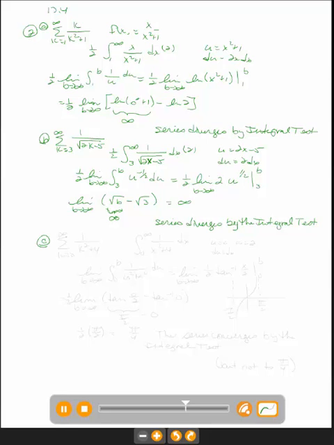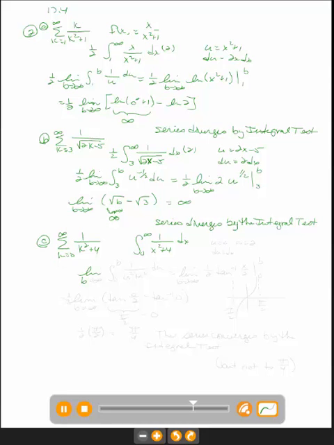Okay, part C, summation k equals 0 to infinity of 1 over k squared plus 4. All right, it would be decreasing. It will always be positive. It is continuous from 0 to infinity. So I'm setting up my integral again. 0 to infinity, 1 over x squared plus 4. That's an arctan.